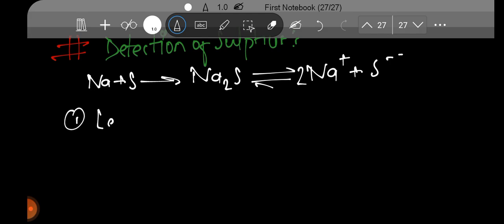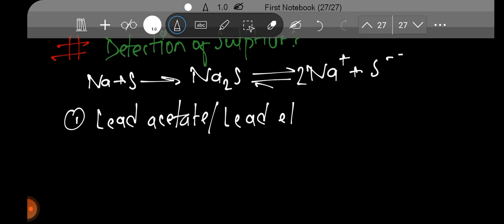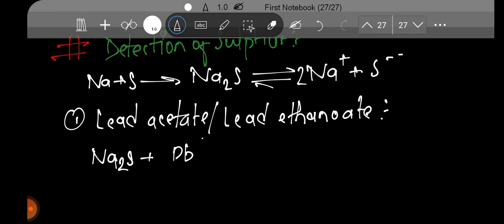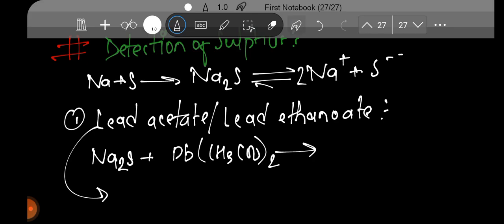One is the lead acetate method, or lead ethanoate method. In this process we use lead ethanoate. Let's see, we have Na2S plus lead ethanoate, (CH3COO)2Pb, which gives... Let me draw a structural formula of this.